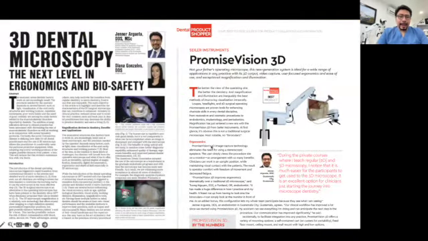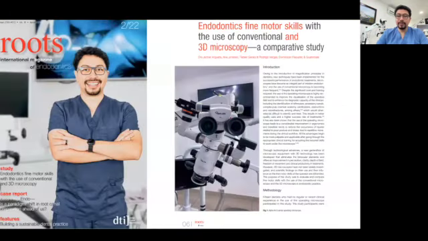the 3D or the regular microscope. We have been working since a long time ago in clinical research related to the regular microscope and to the 3D microscope. If you would like to read any of these articles, just let us know and we can share these articles with you. And the last one that we published, it was published in the Roots International magazine, and we made a comparison between the fine motor skills while the clinicians were using the regular and the 3D microscope.